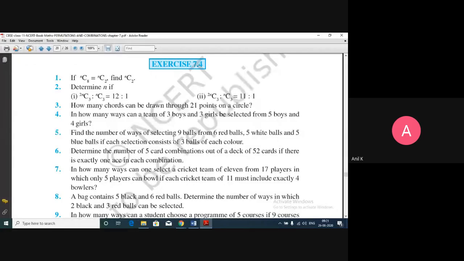Okay. So I think these are the next. Determine the number of 5 card combinations out of a deck of 52 cards if there is exactly one ace in each combination. So here the question is that one ace should be there out of 5 cards. So how can I do that? Any ideas?